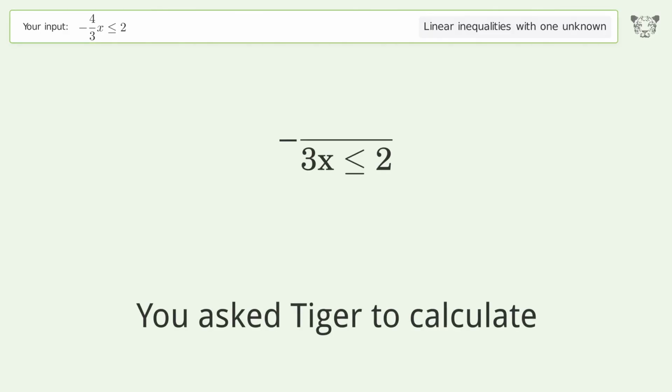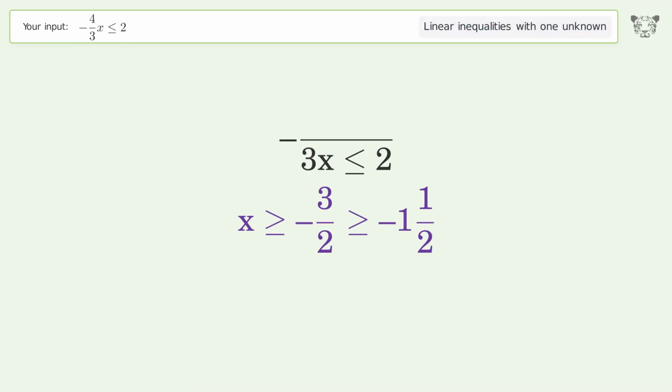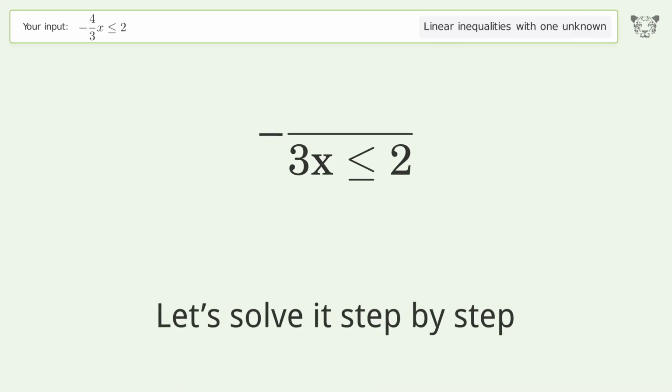You ask Tiger to calculate. This deals with linear inequalities with one unknown. The final result is x equal or greater than -3/2 equal or greater than -11/2. Let's solve it step by step.